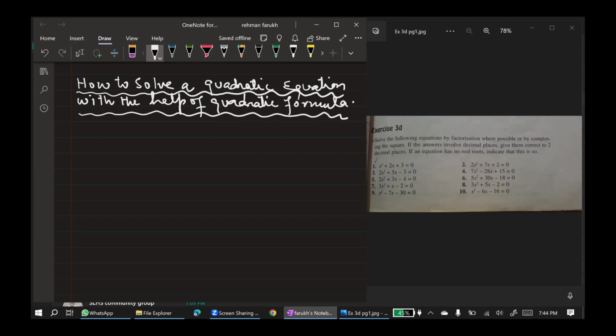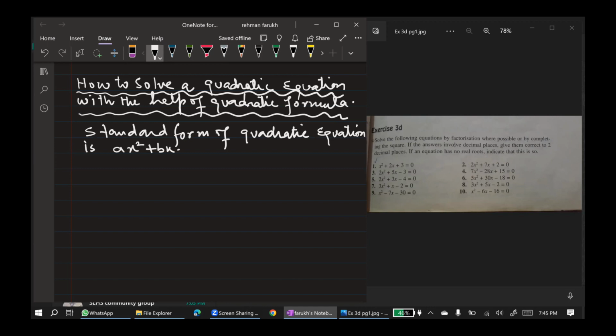What is a quadratic equation? The standard form of the quadratic equation is ax square plus bx plus c is equal to 0. This one is the standard form of the quadratic equation.